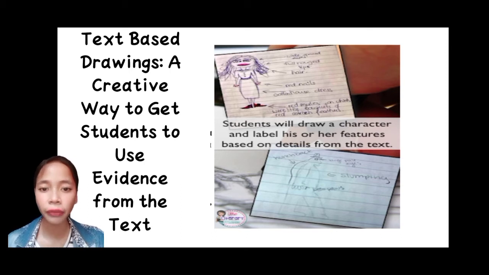A slight variation of this activity would be to make copies of the one page that you would like students to pull evidence from. Students could then cut out the details describing the characters, settings, etc., and glue them into their drawing.